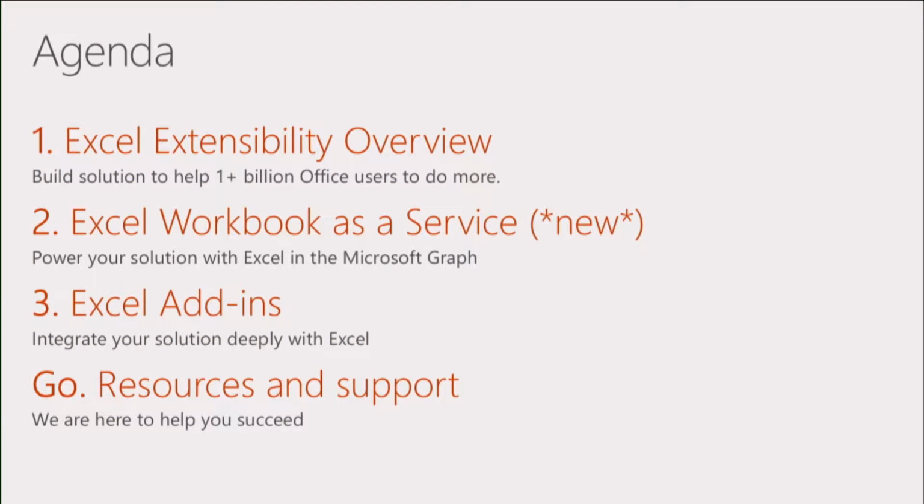So I'm going to cover 3 points and then let you go with the set of resources that you can use to get started. First, I'm going to do a brief overview of the Excel extensibility and what has happened over the last 30 years of the product and where we are today. Then I'm going to talk about Excel Workbook as a service. This is something that is brand new. We actually released it a month ago. I'm going to spend a whole bunch of time on this part of my talk.